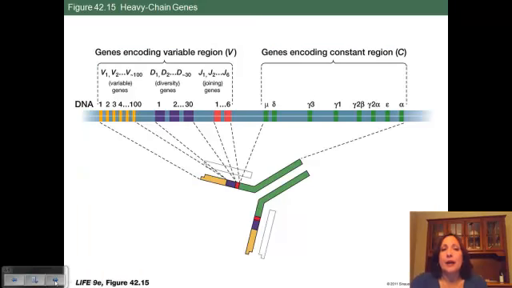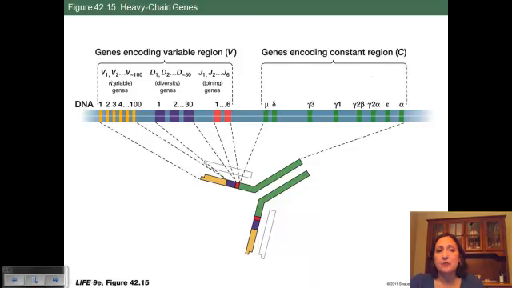Okay, your body has genes that code for these different regions, and basically what happens is you get a splicing together of different genes, and that's what gives you that variable region. So here we have these variable genes, which they call V1 all the way up to V100, and then these diversity genes, which is D1 through D30, and then these joining regions, and so this is J1 through J6. And then here's the genes coding for the constant region.